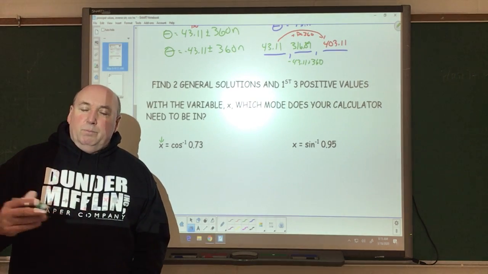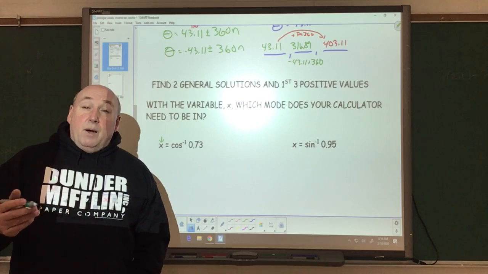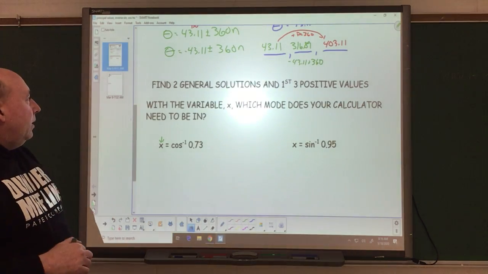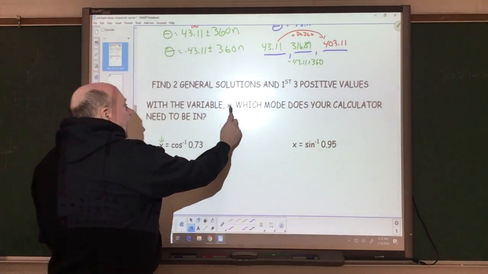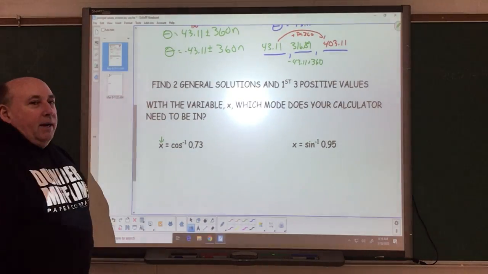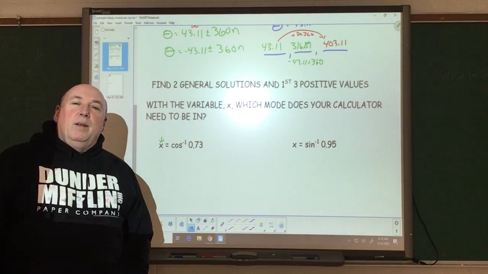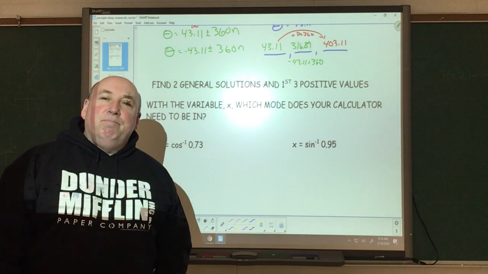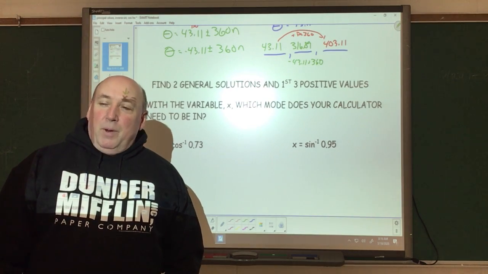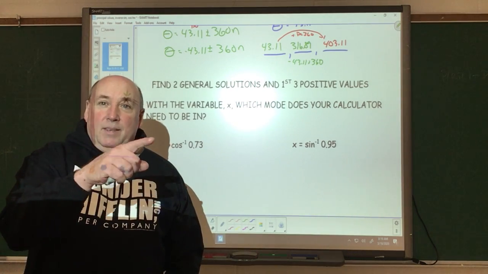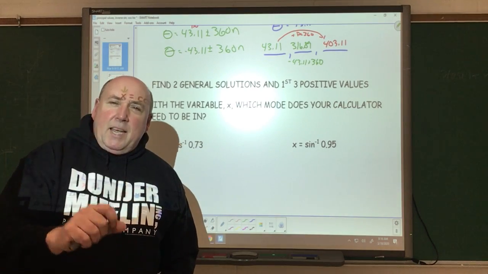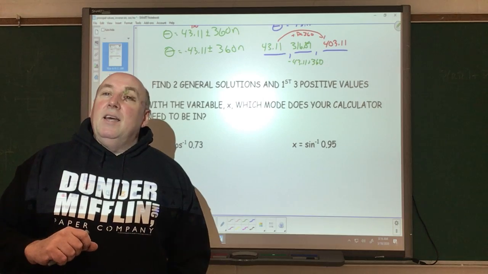Theta, pretty easy. X, now we're going to do a little bit of it. It's not that bad. With the variable in x, what mode should your calculator be in? Okay, when we were in theta, we were in degrees. When we are in x, what do we need to be in? Anybody out there? You're exactly correct. We need to be in radians.